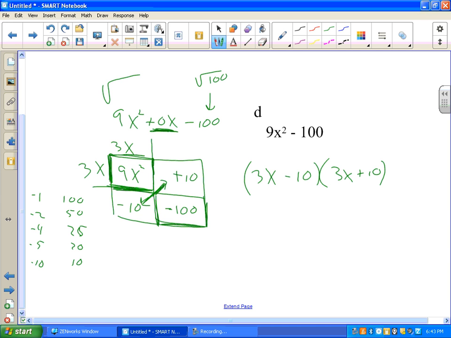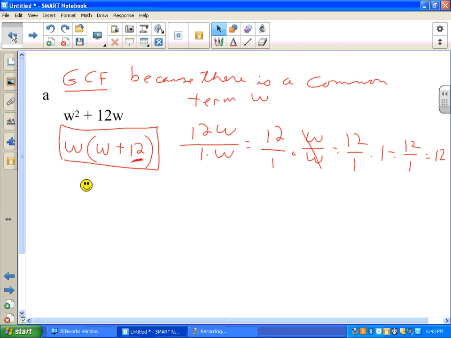Okay. So if we take the square root of 100 and the square root of 9x squared, we're going to get the difference of two squares. 3x minus 10, 3x plus 10. Remember that there are two roots to that. Let's do a quick summary.